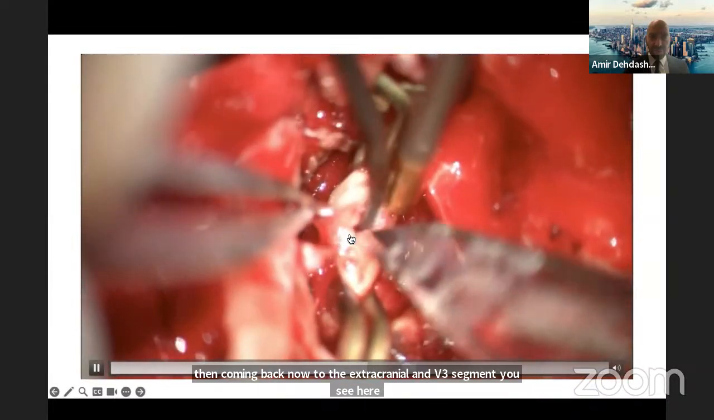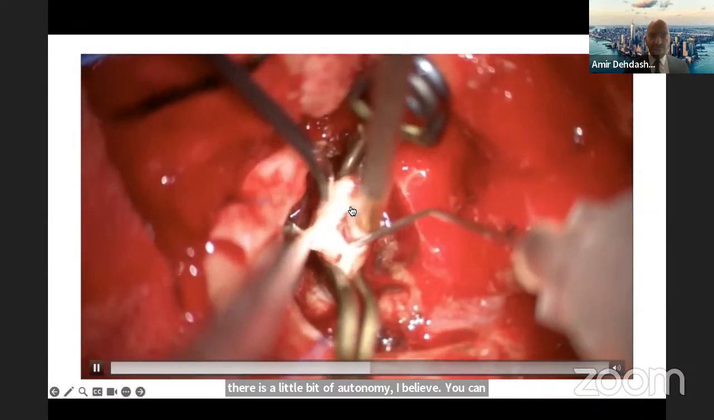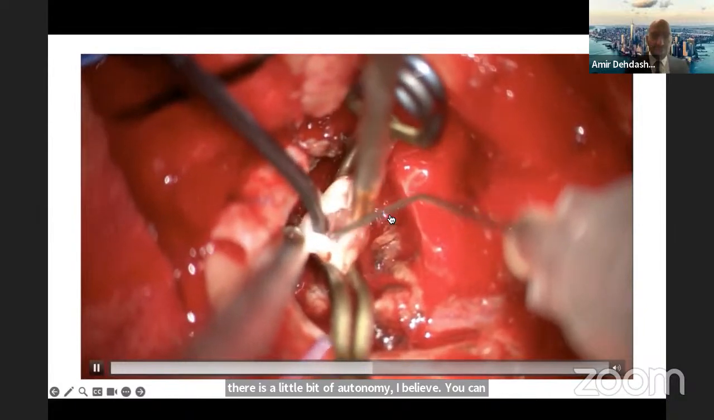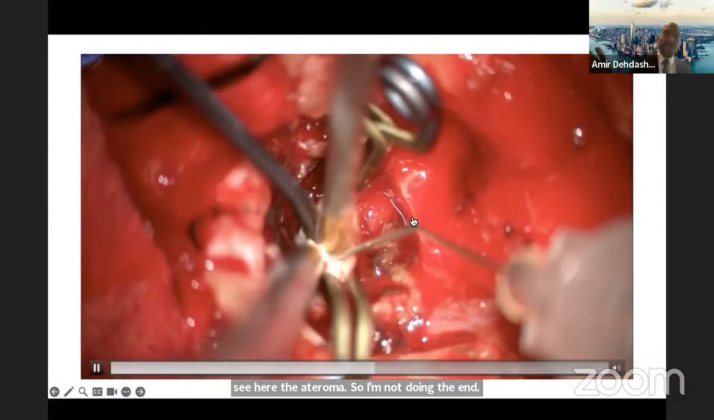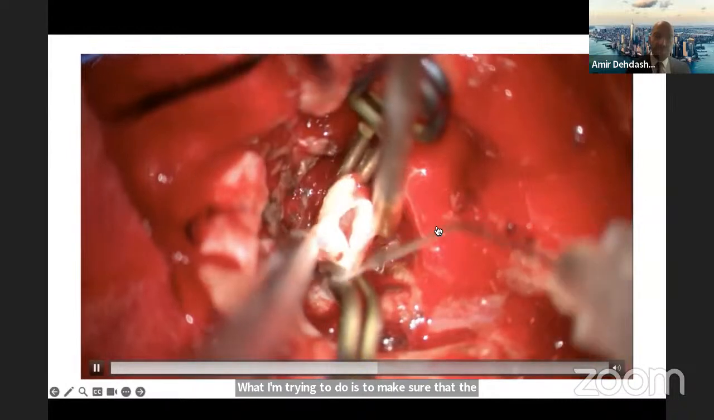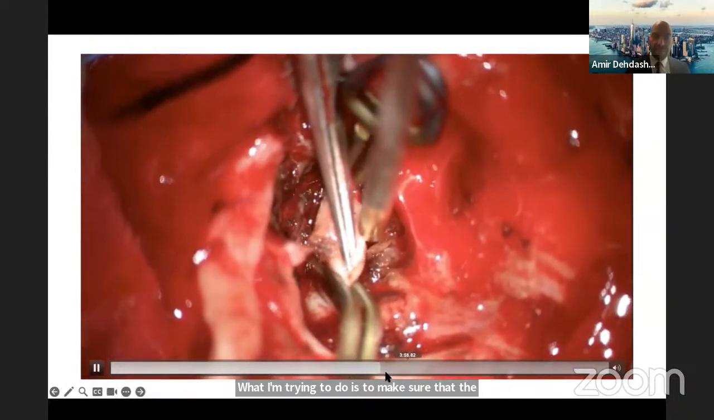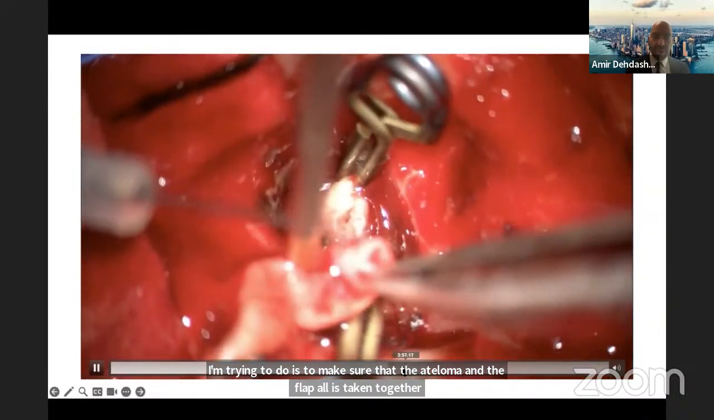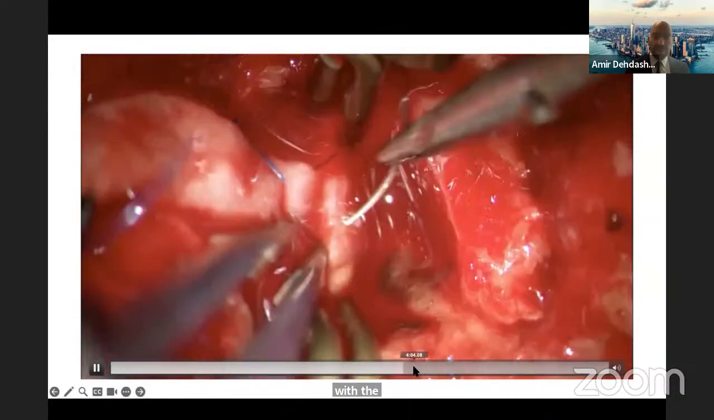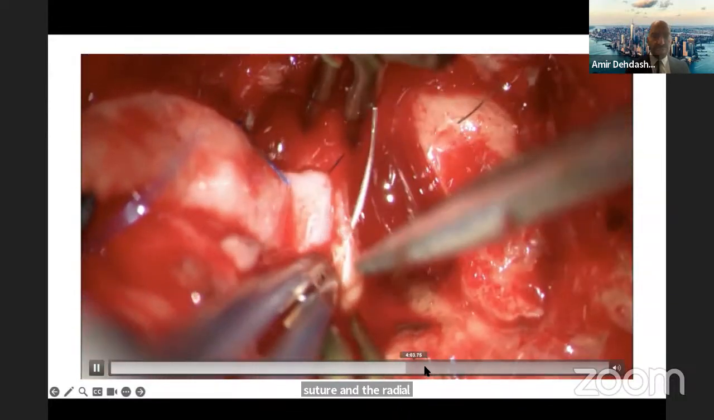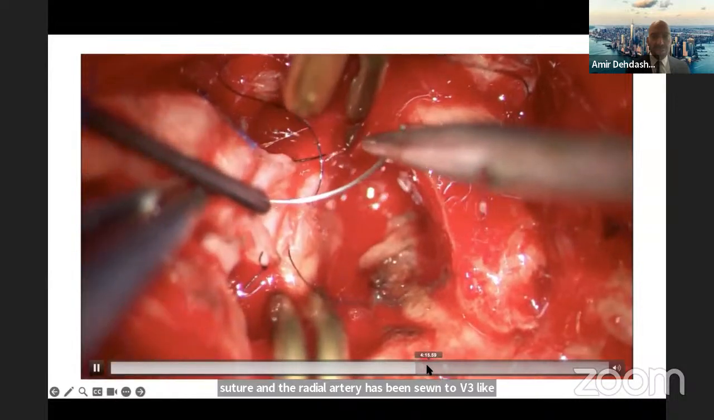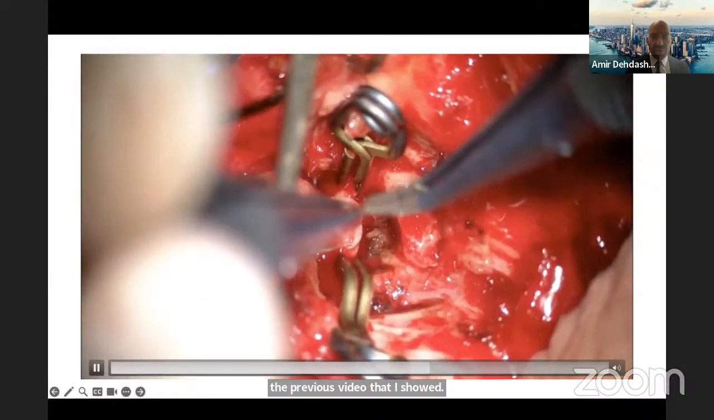And then coming back now to the extracranial V3 segment, you see here, there is a little bit of atheroma, I believe. You can see here the atheroma. So I'm not doing an endarterectomy. What I'm trying to do is to make sure that the atheroma and the flap are all taken together with the suture. And the radial artery has been sewn to V3, like the previous video that I showed, a combination of running. I think here I ran the whole thing.